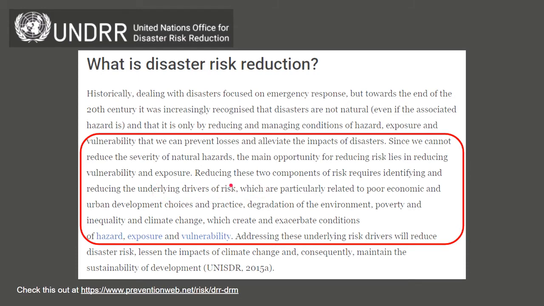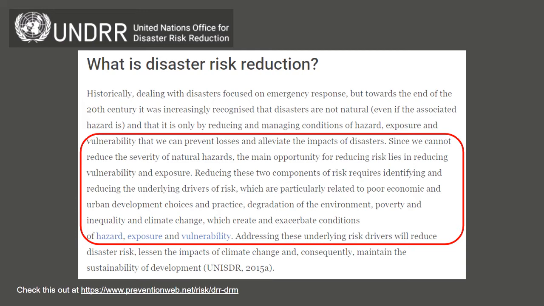And sadly, those disaster risks are results of poor planning, poor economic and urban development planning choices and practices. We've seen that here in the Philippines. Degradation of the environment. So these are the causes or drivers of risk: poor planning and urban development choices, degradation of the environment, poverty, extreme poverty, inequality, and of course, as we've just talked about, climate change. All of this can worsen the effects of natural disasters should they occur, because they add up to the exposure and vulnerability of the people.